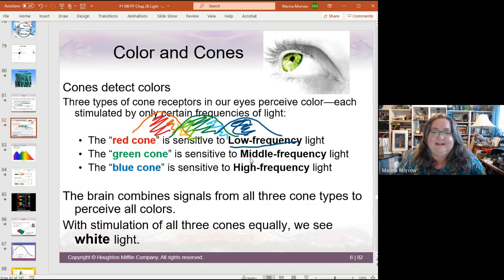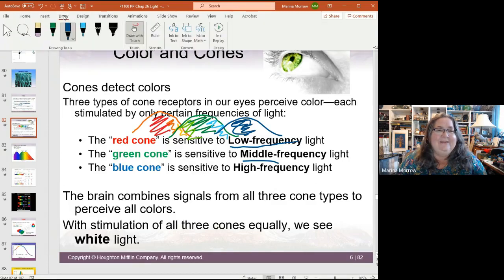The green cone is sensitive to the middle frequencies. So it overlaps the red, in that it's sensitive to yellows and lime greens or chartreuses and greens. It also is sensitive to cyan, the bluey greens. The blue cone is sensitive to the higher frequencies of light, so it's sensitive to the cyans, the blues, and the violets.